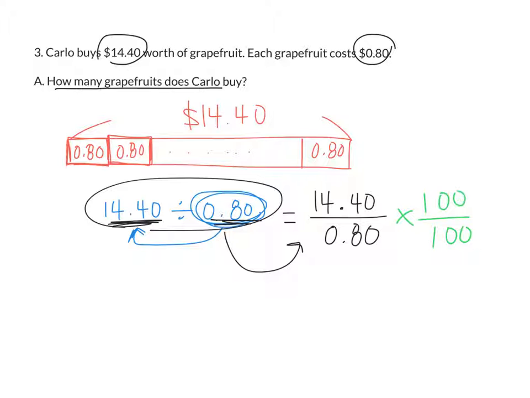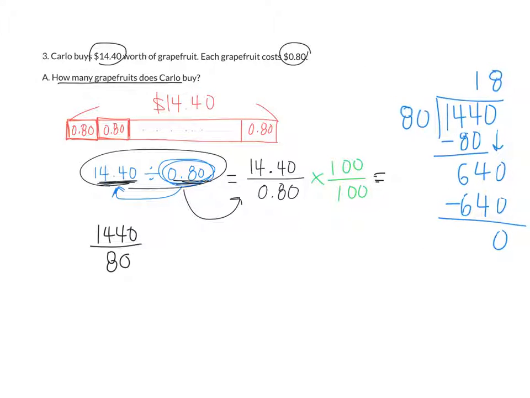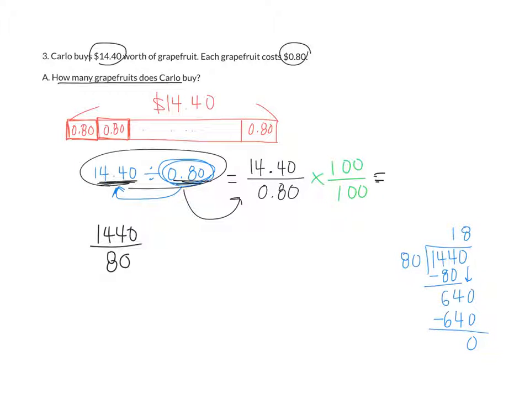So what would be my whole number version of this that's a lot easier to work with? Jaden? 1,440 over 80. Very good. Now what do we need to do? We need to use the standard algorithm to divide. So using the standard algorithm, we can see that the quotient would be 18. So therefore, 1,440 over 80 is 18. That means that Carlo bought 18 grapefruits.